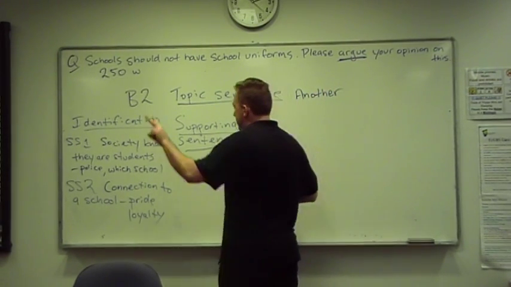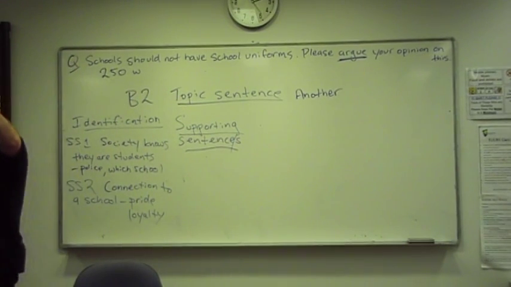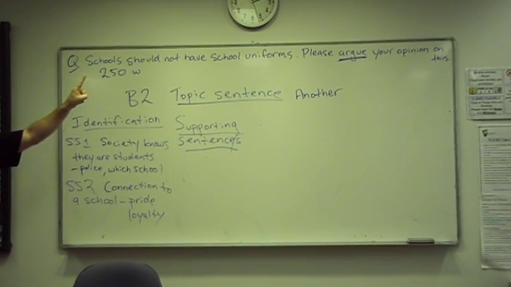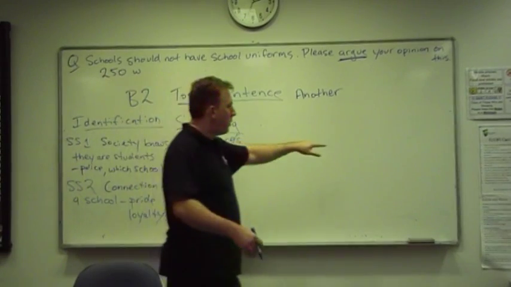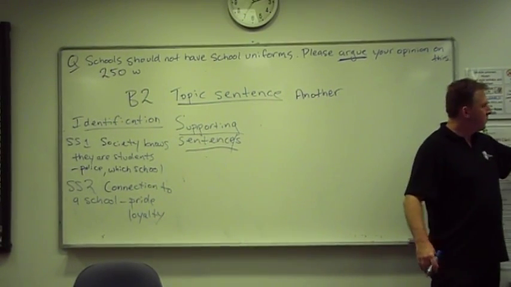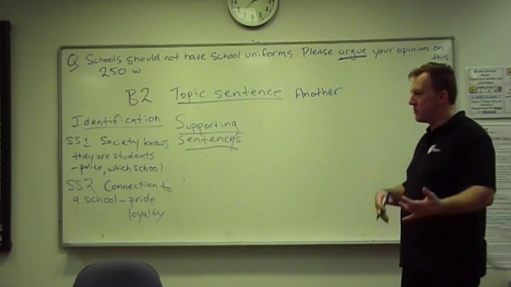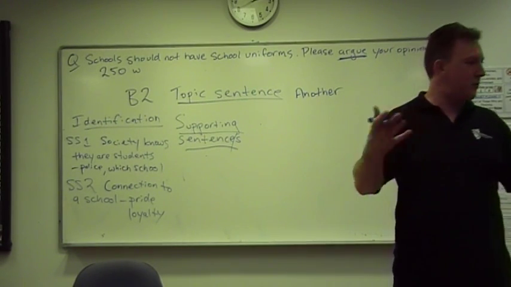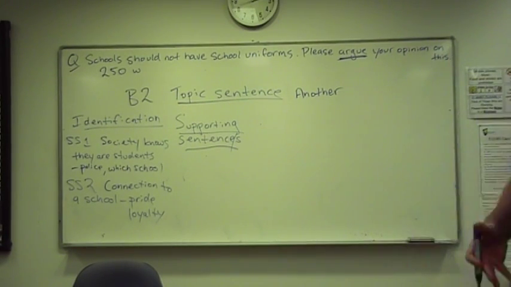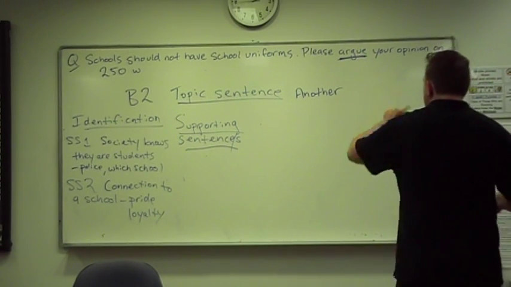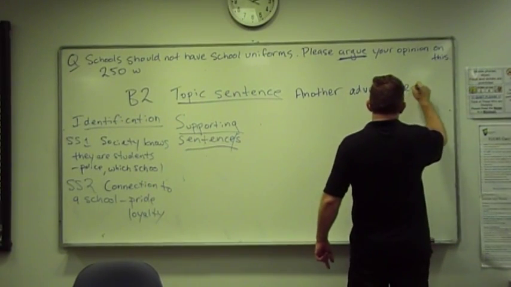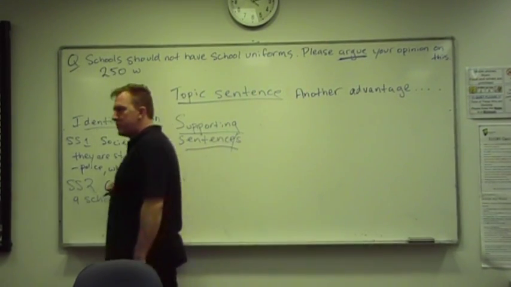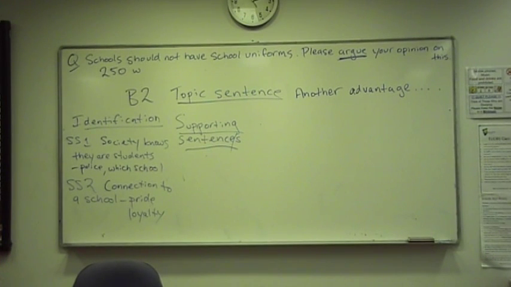Another, because this is the second paragraph. We've talked about the first advantage, the first positive of school uniforms. Very important, linking words. Also called signposts, also called transition signals, also called discourse markers, many names, but the same thing. Another advantage of school uniforms is identification.